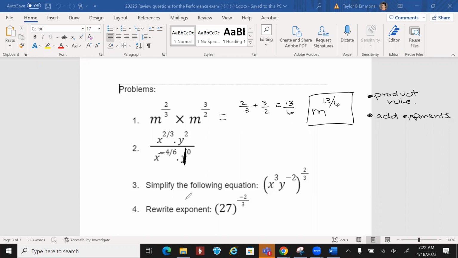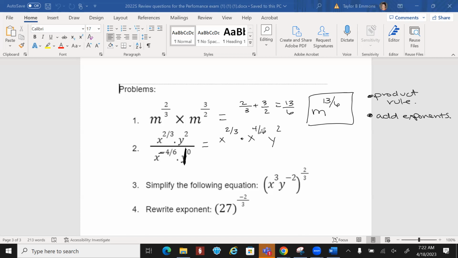Okay. The next thing I'm going to do is I'm going to take this -4/6. I'm going to move it to the top. So I'm going to rearrange this. I've got x to the 2/3 times x to the 4/6 y to the 2nd. And now, since these are on the same side of the division, we can add those exponents.